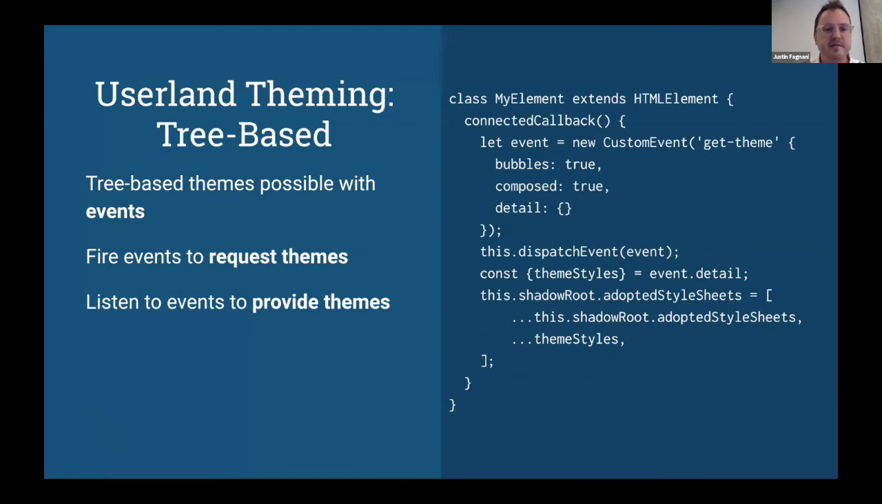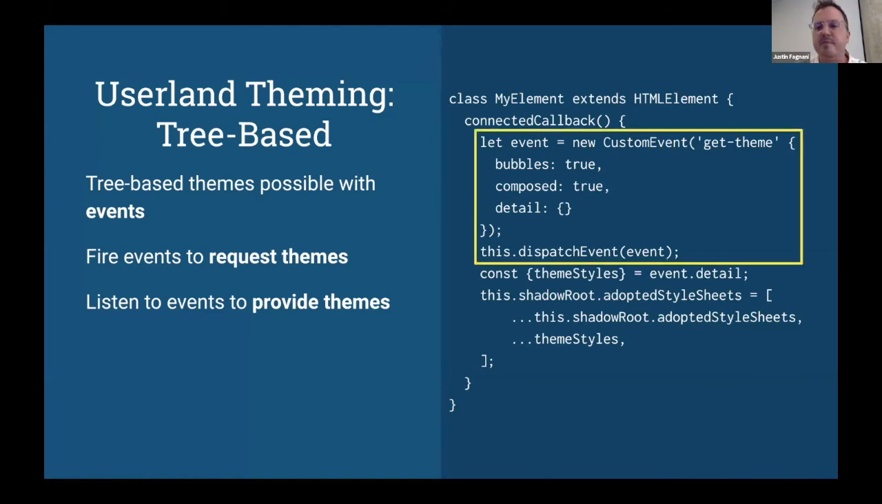And that's also possible, especially with events. I love using events to do tree-scoped things like context and dependency injection and now theming. So the way you might do this is that first you would want to fire an event that represents like, give me the theme that I need. This event might have additional information like the theme name, but the important parts are that it has to bubble up and it has to compose out of shadow roots. And we're going to start with an empty detail here.